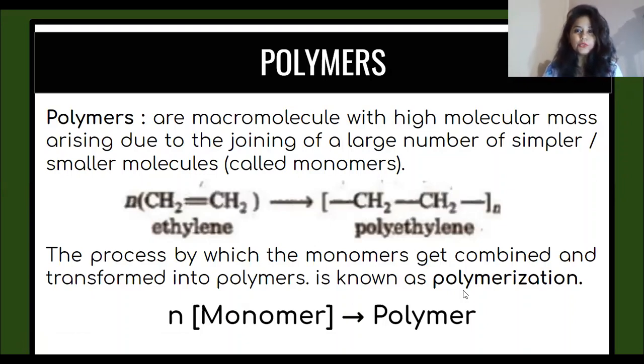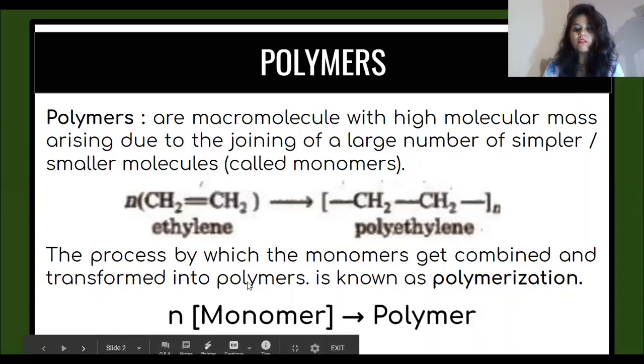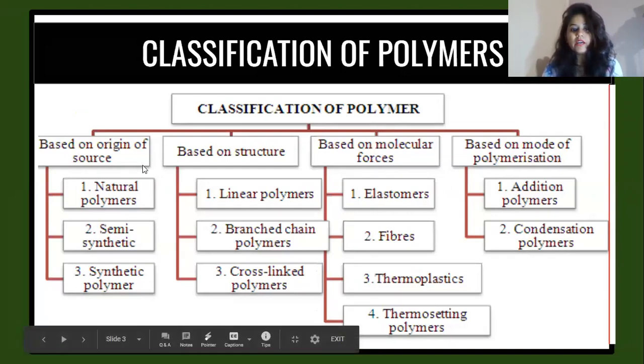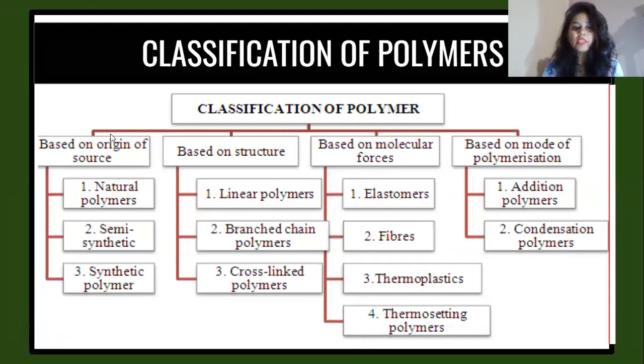Now that we are through with the definition, let us understand how exactly we classify polymers. The classification of polymers is generally done on four major categories. As you can see here in this chart, I've already defined four different categories, and we'll move on to each one in detail. The first category is based on the origin of source. What do we mean by origin of source? Polymers generally can be obtained in three different forms.